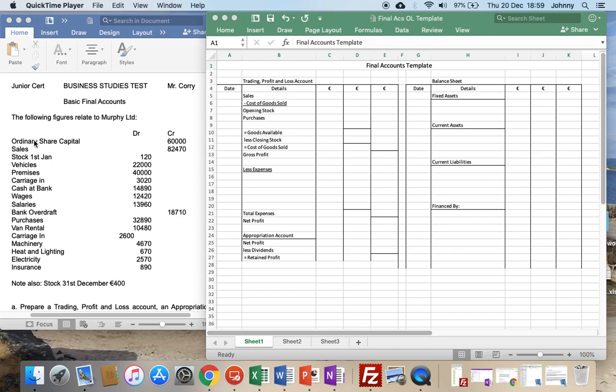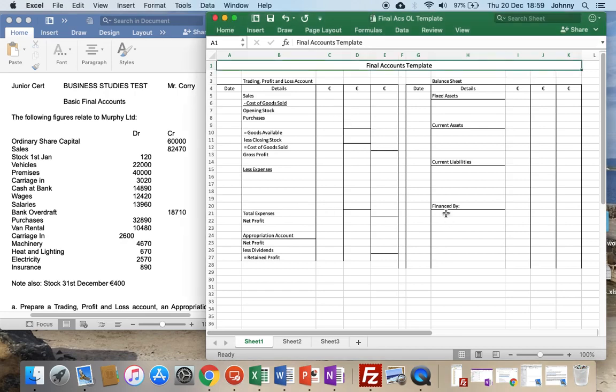First thing we do is we go to our question, we decide where does it go in the answer for the question. So ordinary share capital 600,000, so we would have decided where do we think it goes. Well, that's finance, that's how we paid for our business. So we'll have ordinary share capital, and we'll put the 600,000 for ordinary share capital in here.